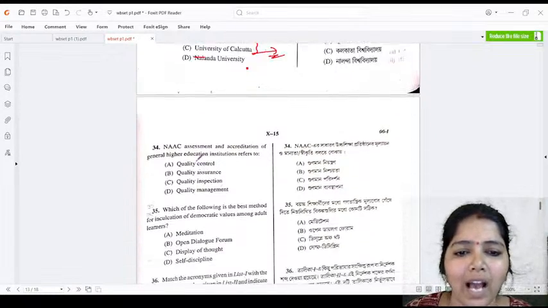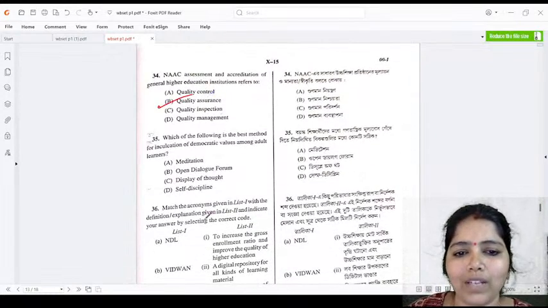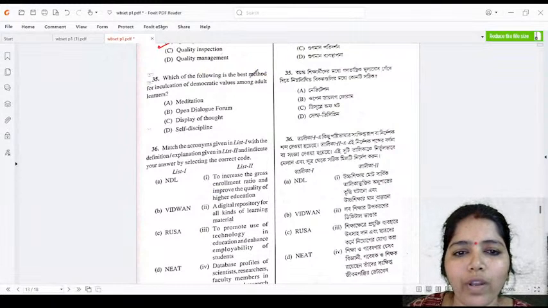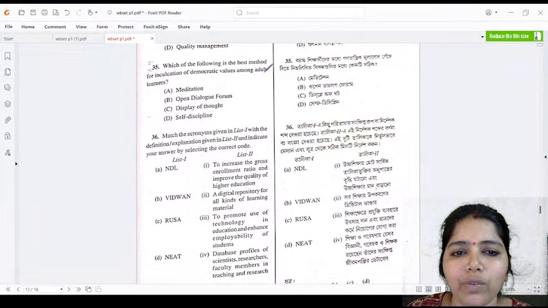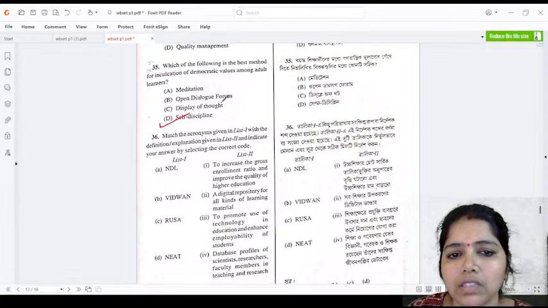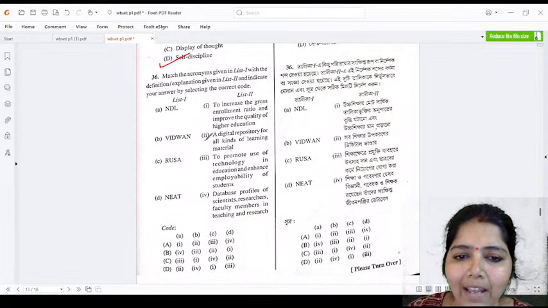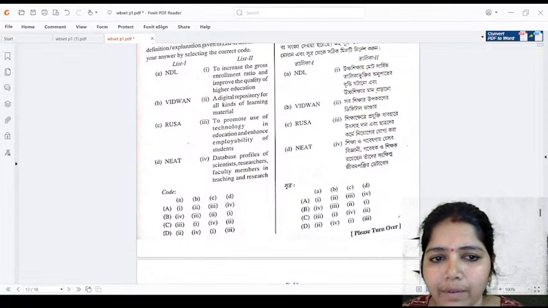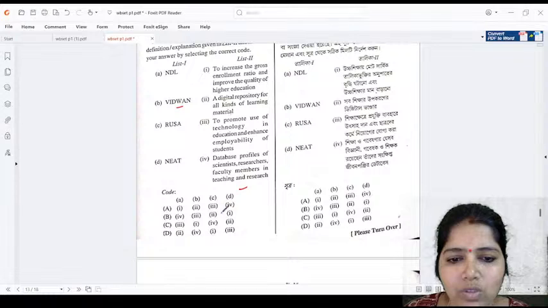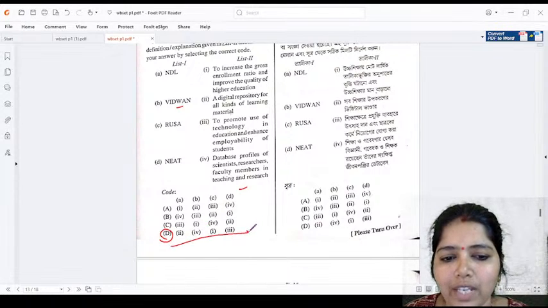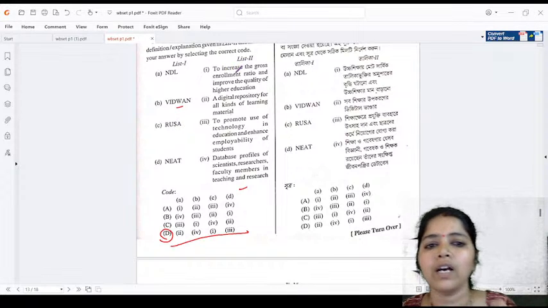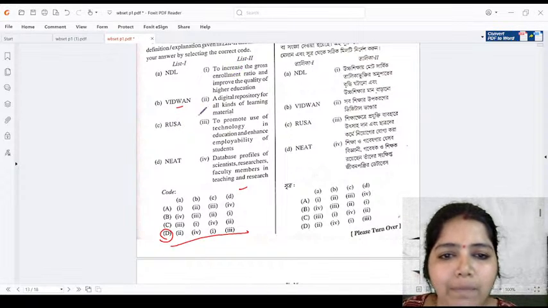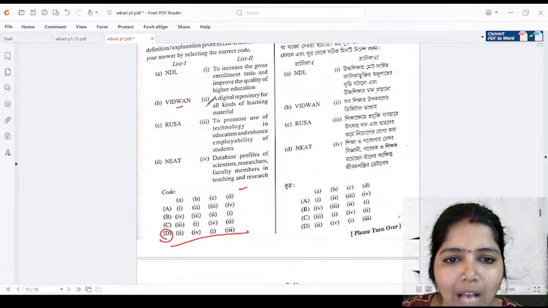Let me check. And NAAC is for quality assurance. Which of the following is the best method for inclusion of democratic values among adult learners? It is self-discipline. NDL is for digital learning. This has also been asked in the NET. Option D is the answer. RUSA is Rashtriya Uchchatar Shiksha Abhiyan. It will increase the gross enrolment in higher education. All the states will be having RUSA here.